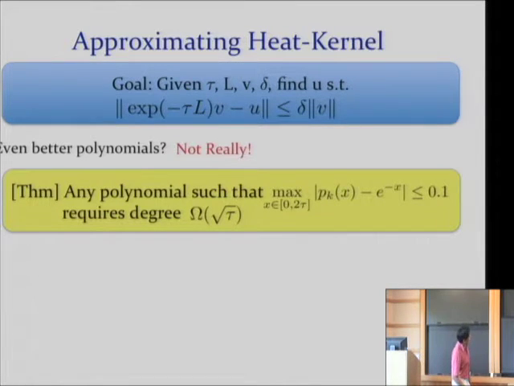Any polynomial which achieves the approximation we want over an interval 0 to tau or 0 to 2 tau must have root tau dependence on the degree. We prove this theorem by using Markov's theorem in approximation theory. If some of you have seen it, it's the same reason why Grover search is optimal for quantum algorithms. It's a simple but powerful theorem, and it essentially says you can't use polynomials to do better. So good, as Ankur has already pointed out, how can we go beyond polynomials?